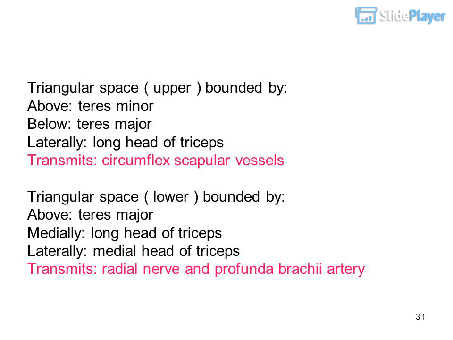Lower triangular space, bounded by: above, teres major; medially, long head of triceps; laterally, medial head of triceps. Transmits: radial nerve and profunda brachii artery.